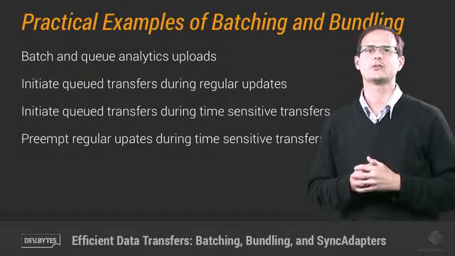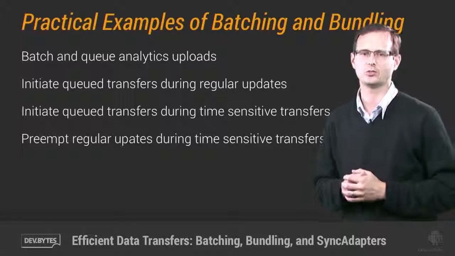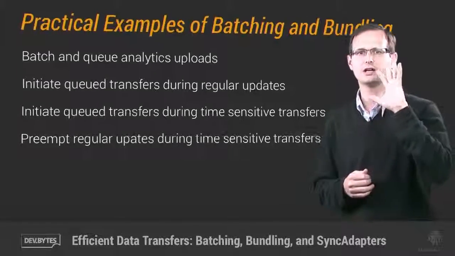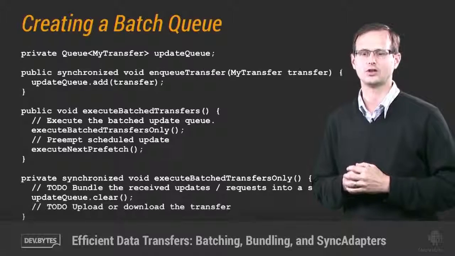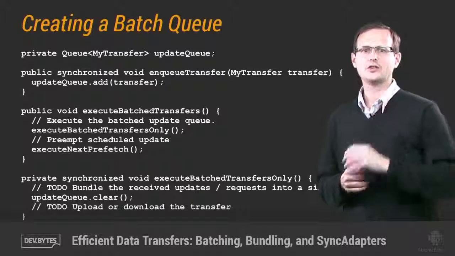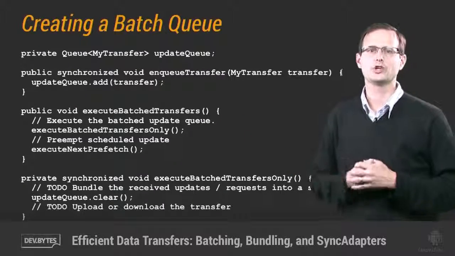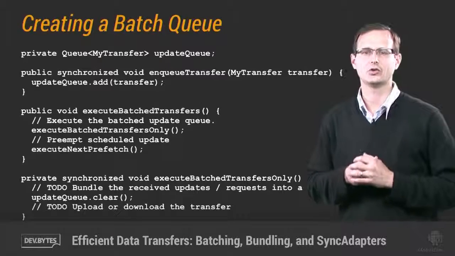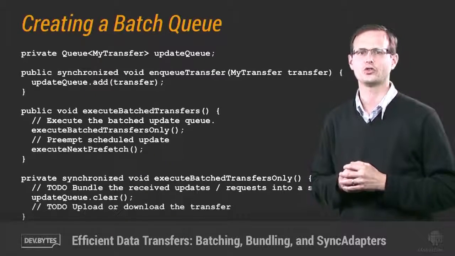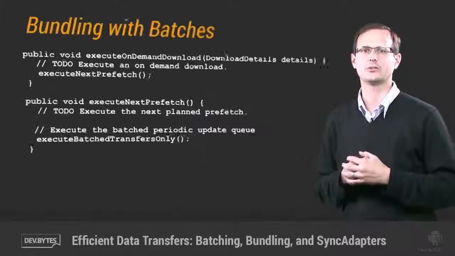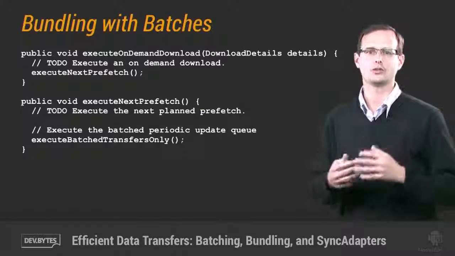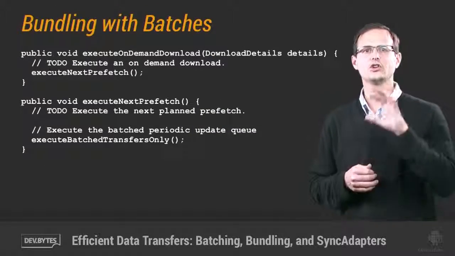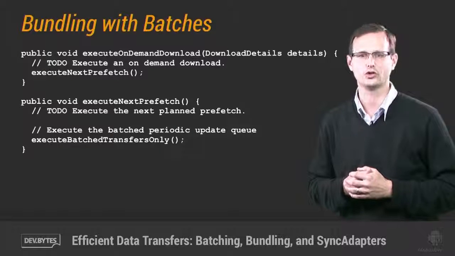So now let's look at some techniques that you can use to implement these best practices. You can start by creating a batch queue to offset those delay-tolerant uploads. This code snippet shows a simple queue to which you can add either upload or download transfers that should occur in the future. Then, whenever you execute a time-sensitive on-demand download, or the next periodic update or prefetch is initiated, you can also execute the transfers stored in your queue.